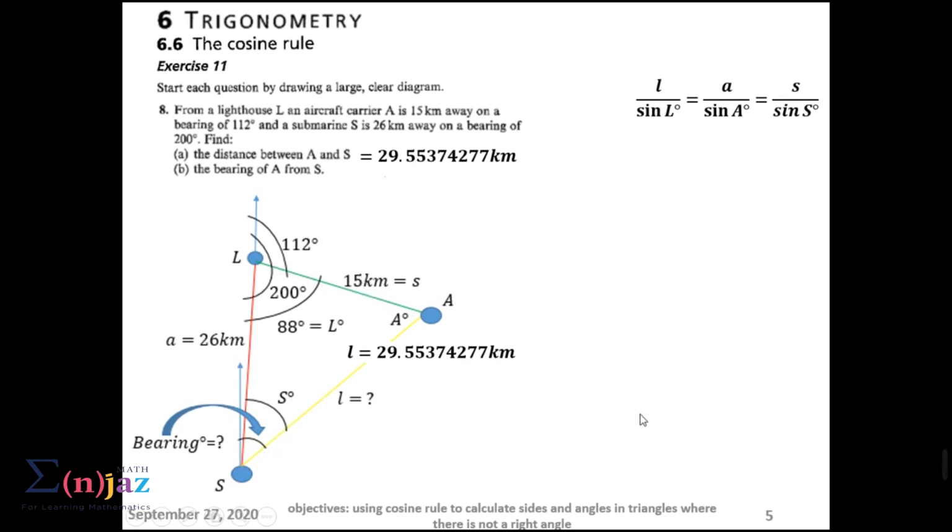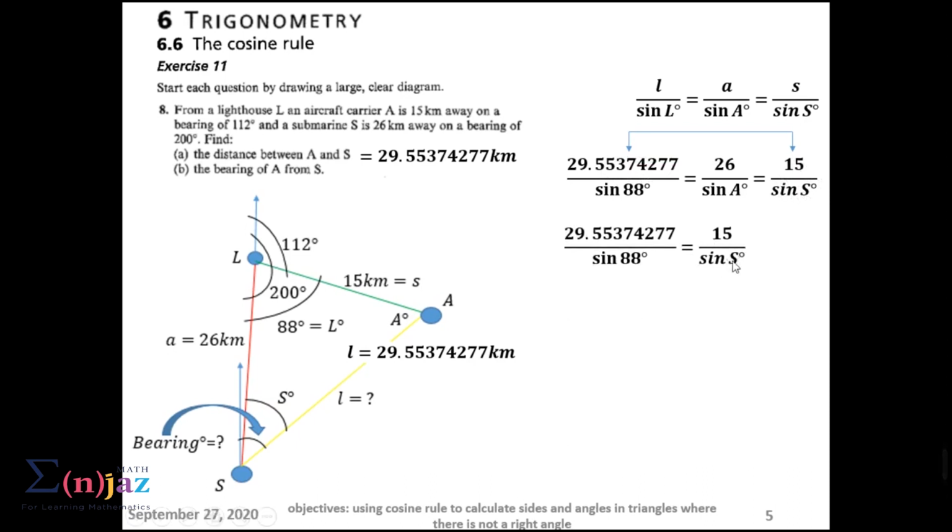Now let's substitute in this rule. L is equal to 29.6 over sine of angle L, which is 88. Side A is equal to 26 over sine of angle A, which is unknown, is equal to side S, which is 15 over sine of angle S. So the 3 fractions are going to look this way. And since we are trying to find angle S, we're going to take the first and the last fractions as following.